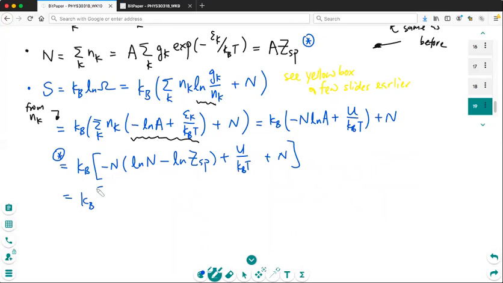Okay, kb, I have n log. You see, I already get the form I like. I have single particle partition function. I have this n multiplying it. It's promising. And here I have minus n log n plus n. So I put it in the form you like. So this is n log n minus n log n minus n. This is plus n plus u kbt.